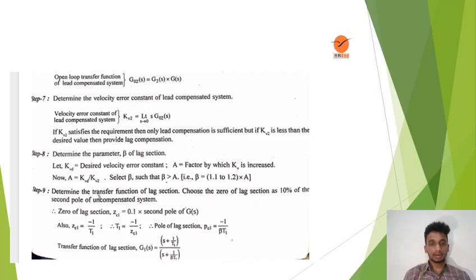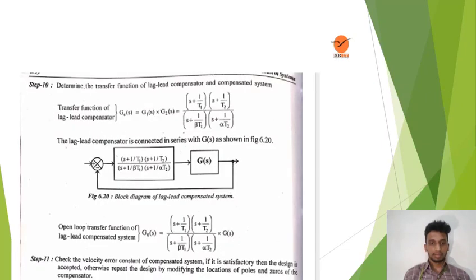Step 9. Determine the transfer function of the lag section. Choose the zero of the lag section as 10% of the second pole of the compensated system. Therefore, zero of lag section ZCL is equal to 0.1 into second pole of G of S. Also, ZCL is equal to minus 1 by T1. Therefore, T1 is equal to minus 1 by ZCL. Now, transfer function of lag section G1 of S is equal to S plus 1 by T1 divided by S plus 1 by beta T1. Step 10. Determine the transfer function of the lag-lead compensator and compensated system.